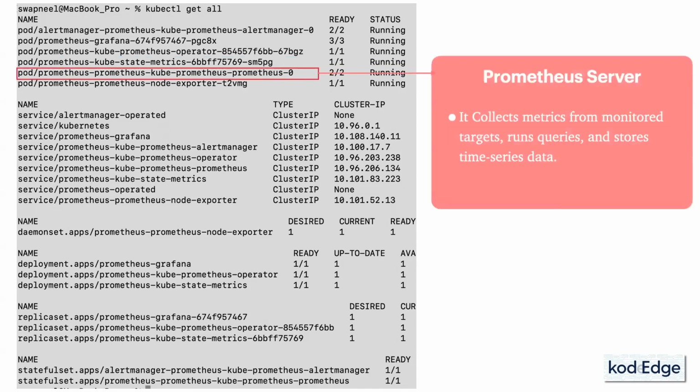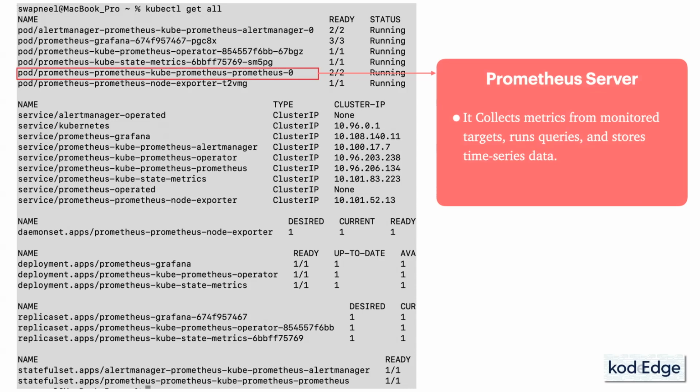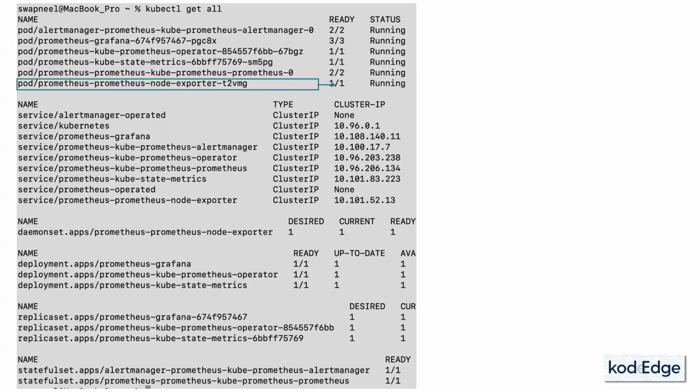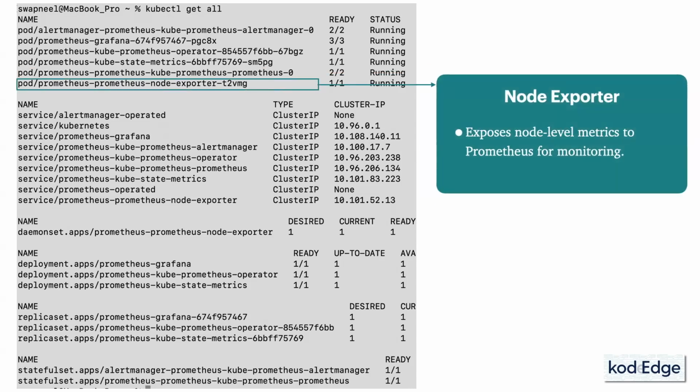Next is the Prometheus server. This is the main component of Prometheus. It collects the metrics from the monitoring targets like your application, then stores these metrics in the time series database. And the last pod is for the node exporter.